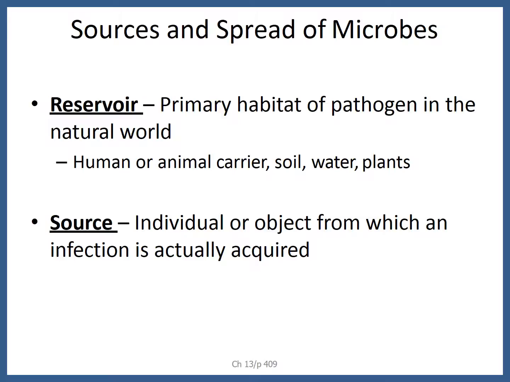Some diseases are what we call zoonotic. You may have learned about those in other classes, or you may be interested in them, especially if you have interest in veterinary and medical careers. There are some diseases where animals can carry them and then spread them to humans. We might have contaminated drinking water that spreads the disease. Plants may be a reservoir, so there are many possible reservoirs in the natural world. And then the source is, as the name suggests, an individual or an object from which an infection is acquired. So if you got sick from your roommate, your roommate could have been the source of the disease.